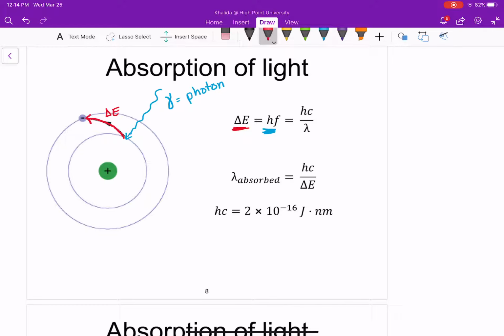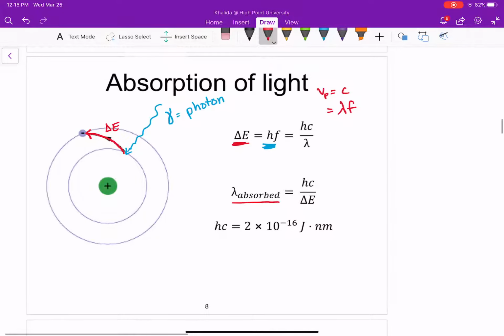Now we also know that the propagation speed, which is c, is equal to the wavelength times the frequency. So what we really want to know is the wavelength of the light that's going to be absorbed. So we can solve for it by putting hc over the change in energy, and that'll give us the wavelength that's absorbed. And it turns out that hc is a nice even number. It's approximately 2 times 10 to the negative 16th joules per nanometer.